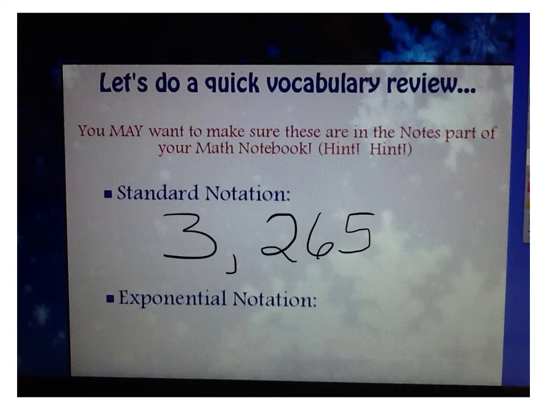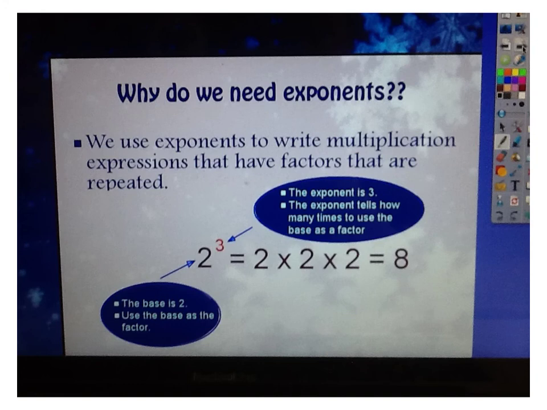Now, if I ask you to write something in exponential notation, it's a shorthand way of repeating a factor of expression. So I would have a base of 3 and to the power of something. We've seen this a little bit before in our math, and this is what we're going to be taking a look at. Here we go with exponents.